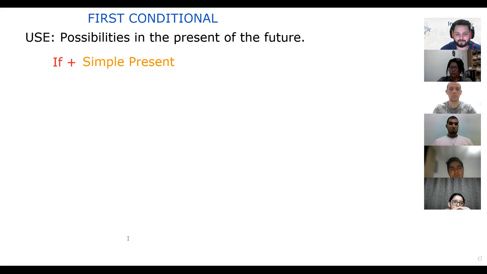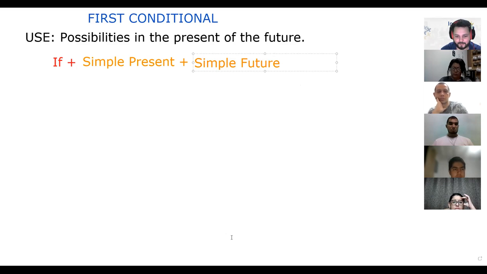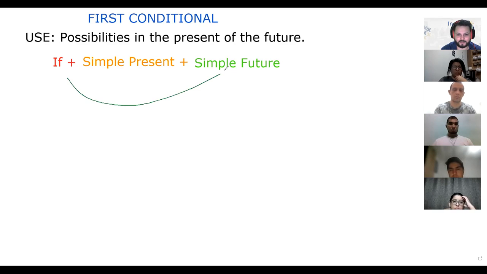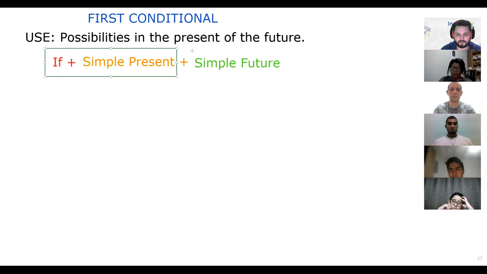And then over here, we're gonna get simple future, okay? So again, to answer my own question, can you use if plus simple future first? The answer is no, you cannot. All right, you cannot do this, guys, okay? These two go together, all right? Please remember that, okay? These two go together, and these two go together, okay?